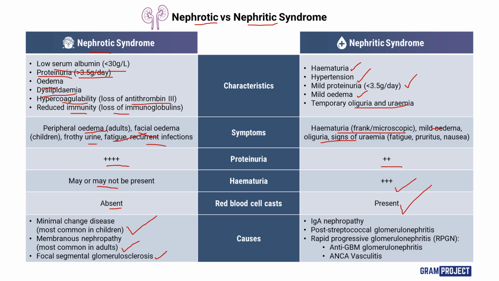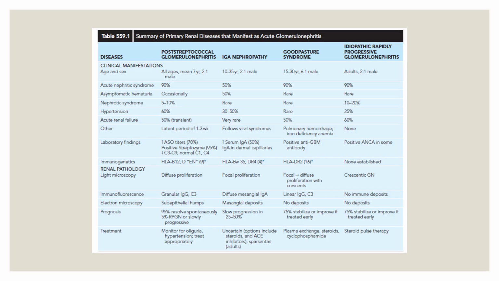The causes are IgA nephropathy, post-streptococcal glomerulonephritis, RPGN, which is rapidly progressive glomerulonephritis, which is also called the crescentic glomerulonephritis, which is having crescentic deposits in the glomerulus. Okay, crescentic glomerulonephritis, and it can be subclassified into anti-GBM, vasculitis, and others. We'll see the detailed version of these in the video.